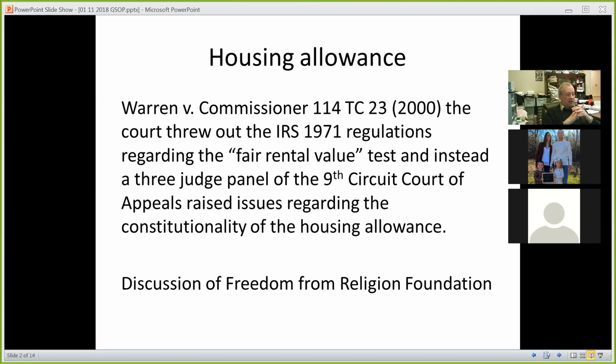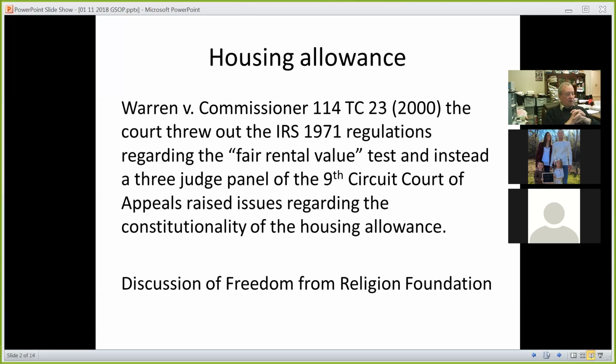from Religion Foundation. And by the way, as I said earlier, in 2002, Congress passed the law and put into the law the fair rental value, and we'll have three different numbers that we'll look at when we determine how much of the housing allowance is exempt from income tax. And that fair rental value test will be one of those three.